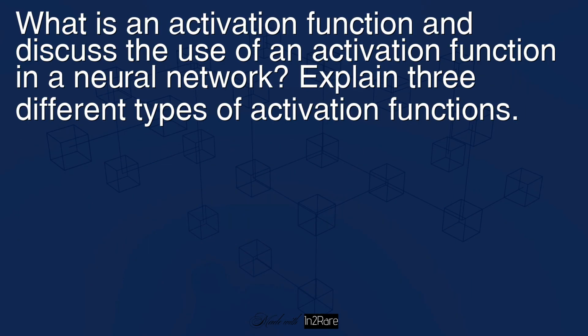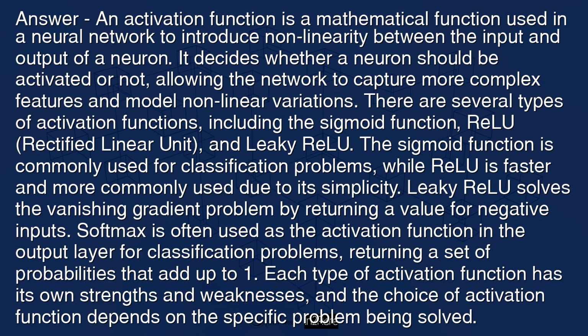What is an activation function, and discuss the use of an activation function in a neural network. Explain 3 different types of activation functions. Answer: an activation function is a mathematical function used in a neural network to introduce nonlinearity between the input and output of a neuron. It decides whether a neuron should be activated or not, allowing the network to capture more complex features and model nonlinear variations.